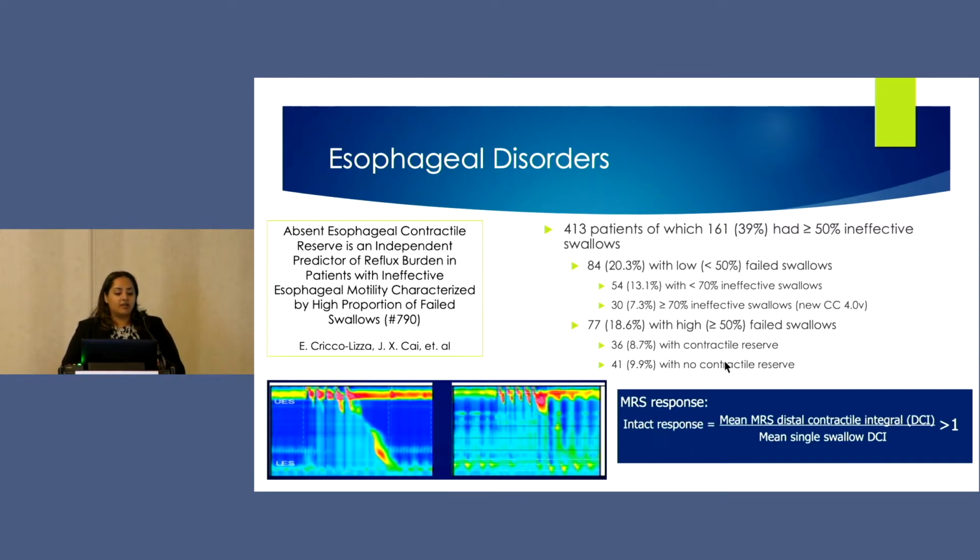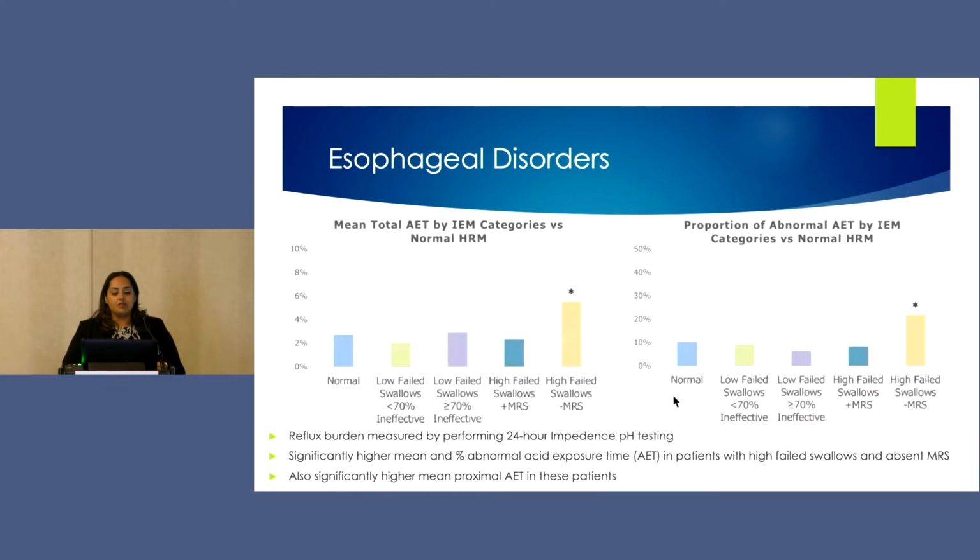And of the patients who had high failed swallows, they then also did the multiple rapid swallow evaluation. So they further looked at the actual acid burden by doing a 24-hour impedance test on these patients. And what they found is that those patients who had high failed swallows and a lack of contractile reserve, so this group here, had an increase in both the mean total acid exposure time as well as the proportion of acid exposure time. And this was true also for proximal acid exposure.